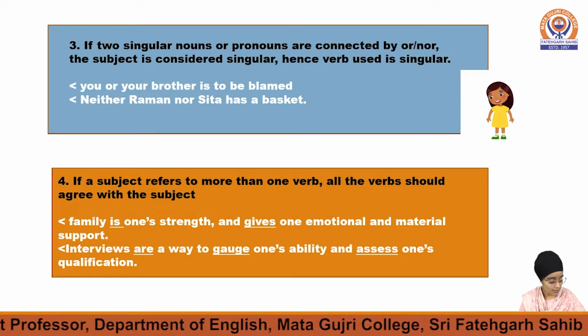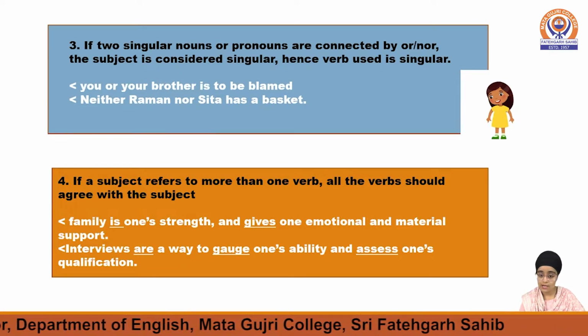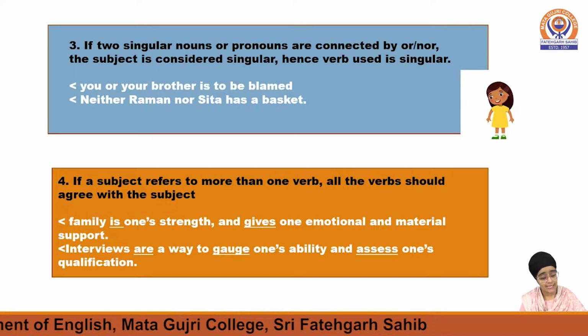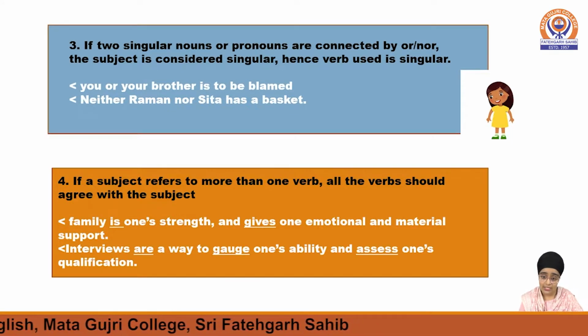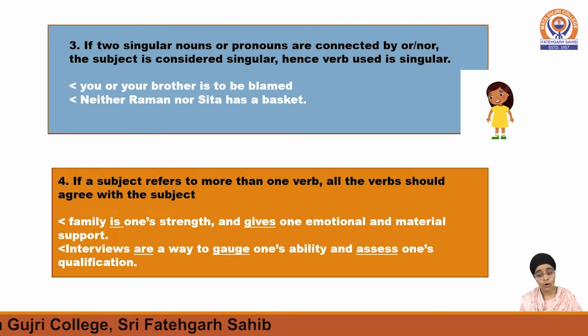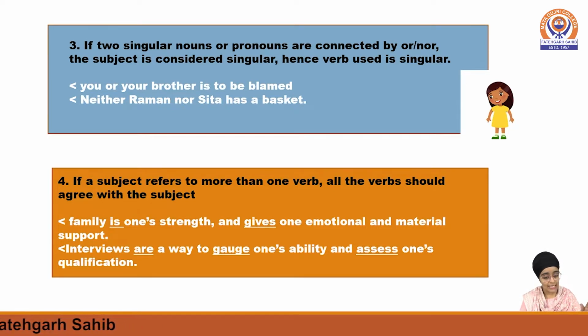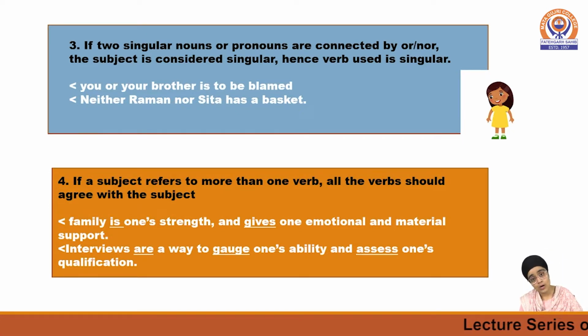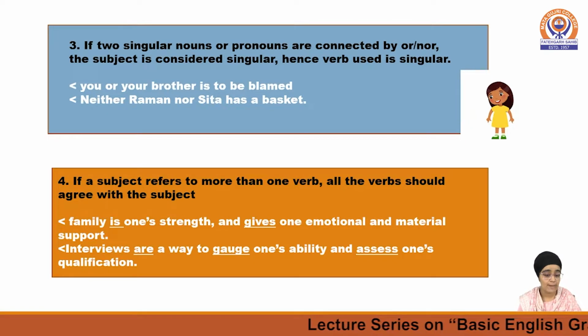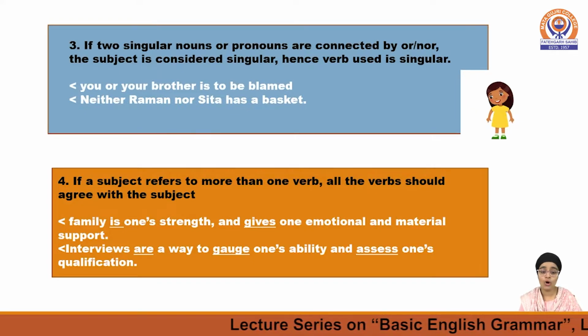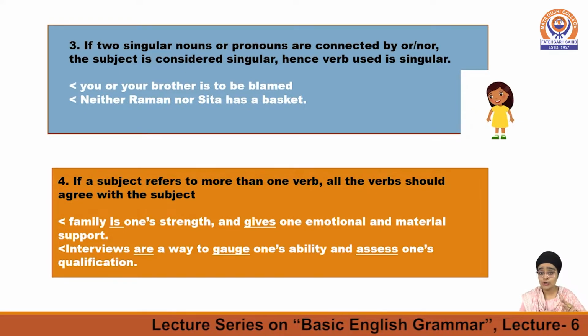Third, there are again two nouns or two pronouns, but they are not connected by an and, not by a conjunction, but by or or nor. Then the subject is singular because I am talking about either of the two, either this or this, not both. So then the subject is singular and hence the verb which will go with the subject will also be singular. Let's come to examples. You or your brother is to be blamed. So not both of them.